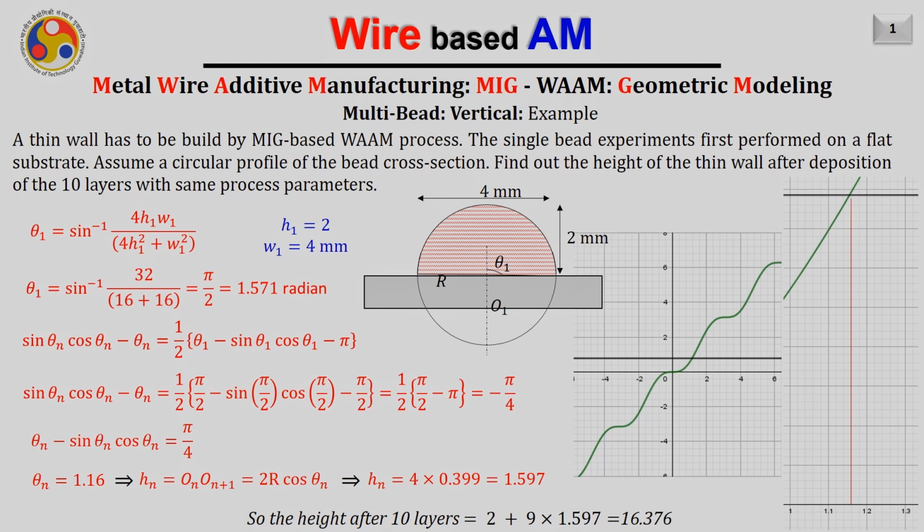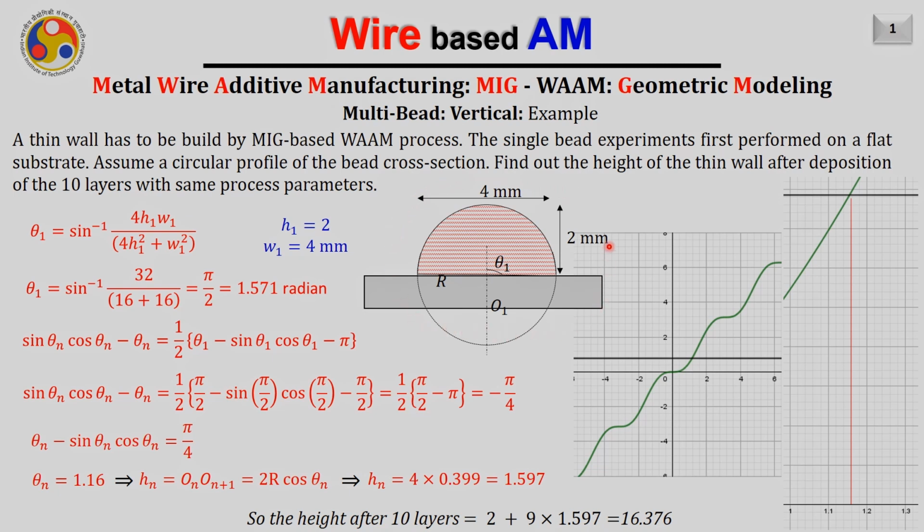Now, let us try to solve a problem to understand this in a better way. Let us try to solve a problem where it is required to find the height of the wall after deposition of n layers. The question is, a thin wall has to be built by the MIG-based WAAM process. The single bead experiments are first performed on a flat substrate, assuming a circular profile of the bead cross section. Find out the height of the thin wall after deposition of 10 layers with the same process parameters.